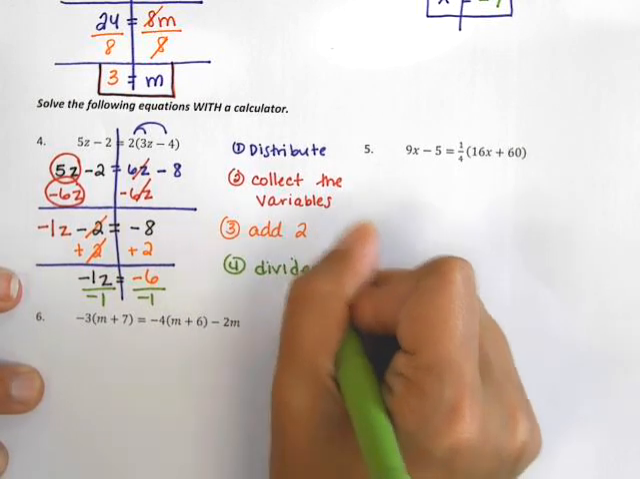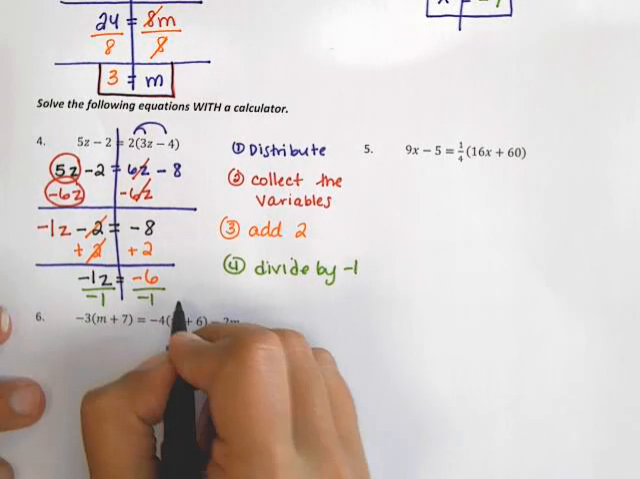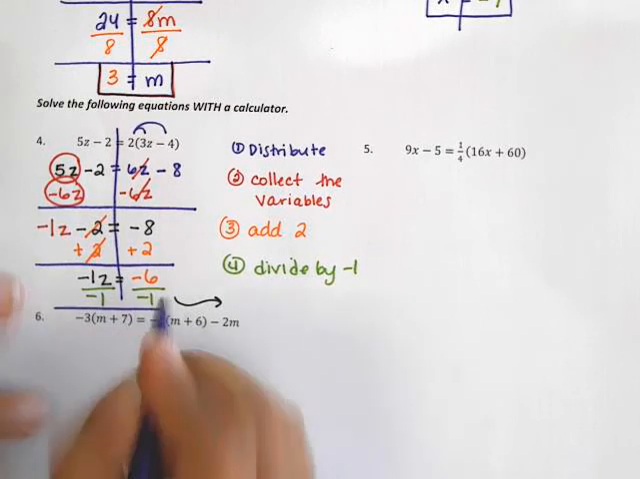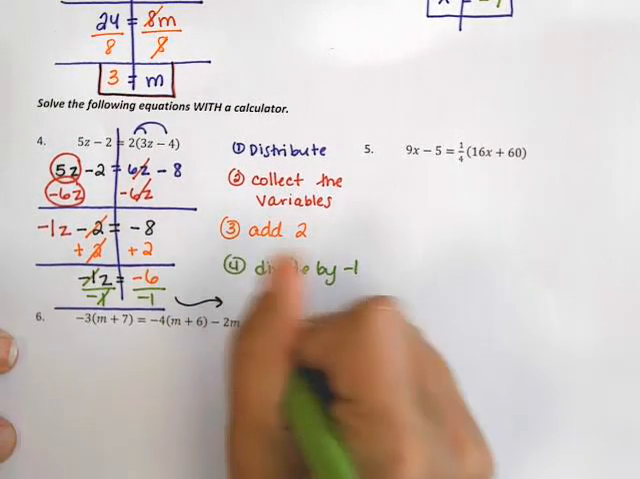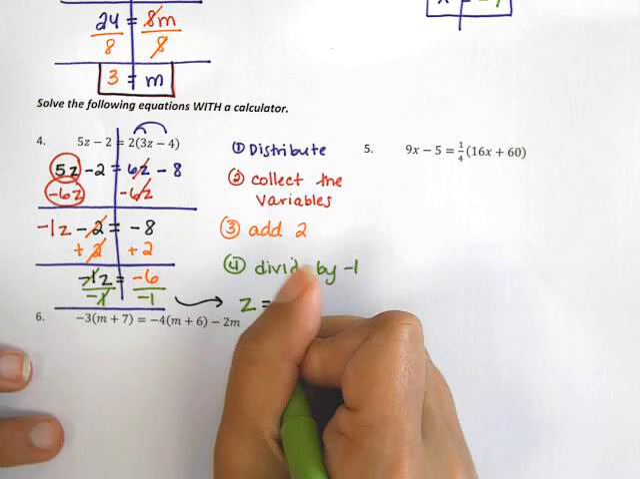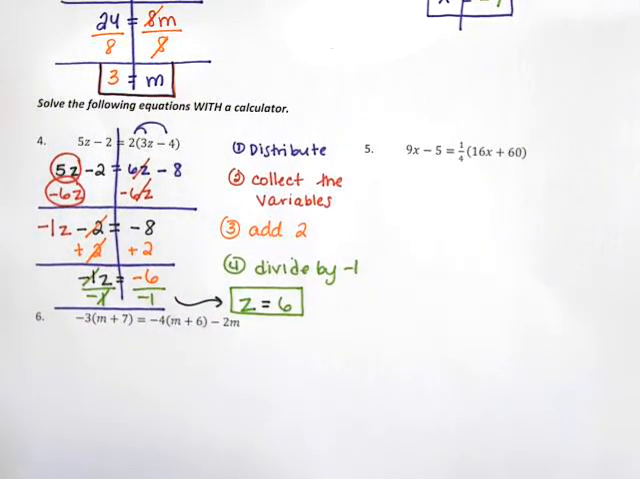So I ran out of room a little bit. My answer would be, on the left side, the negative 1's cancel, which means I would have z equals, on the right side, negative 6 divided by negative 1 is positive 6, and that would be my final answer.